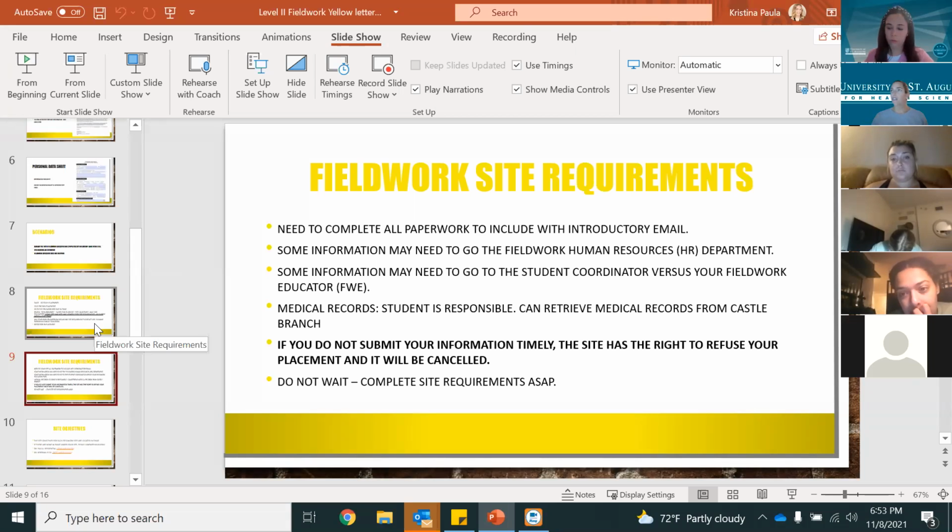If you don't submit your stuff on time, just know that the site can refuse and decline your placement, all right? It doesn't look good professionally if a student can't even submit their documents on time. If I was a fieldwork educator, I would say, wow, this student already is coming across as a mess, did not submit things on time. So how is that going to translate when they come on fieldwork, and I'm asking them to submit their documents on time, SOAP notes and evals, and just being organized at fieldwork? So they do have the right to decline your fieldwork placement at that time.